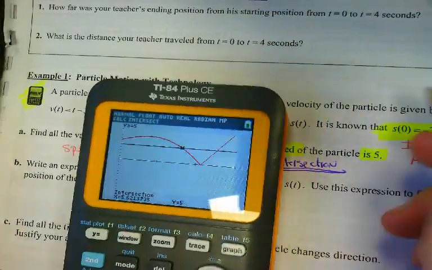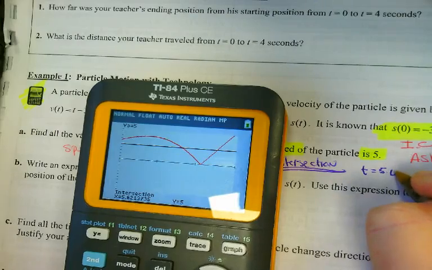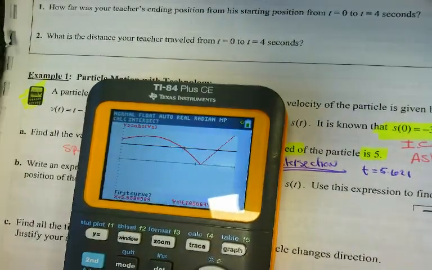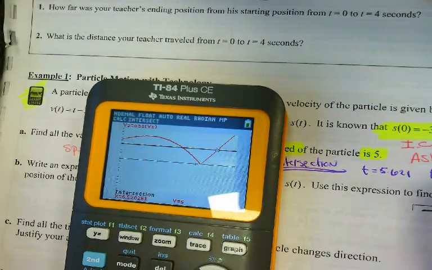Let's see, I got t equals 5.621. And I'm getting t equals 6.520.